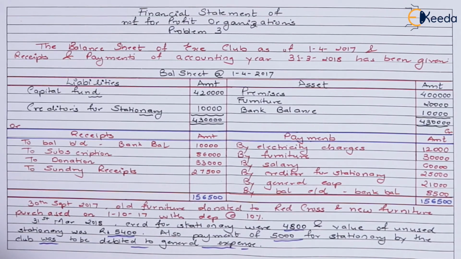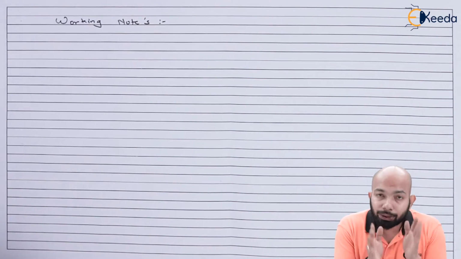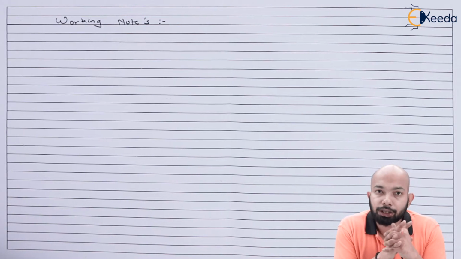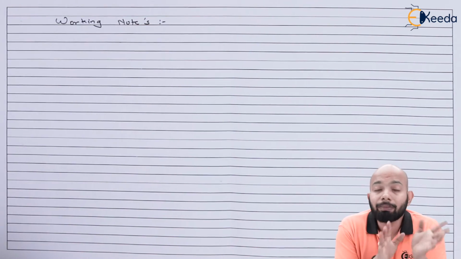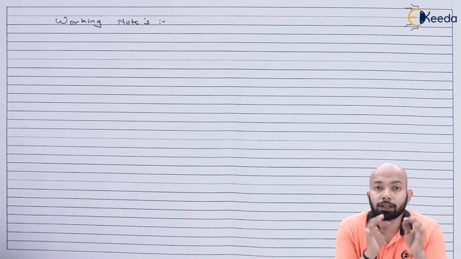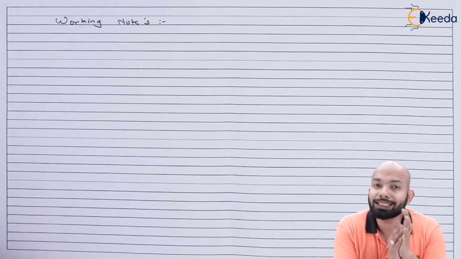Now we have to prepare the income and expenditure account, as well as the closing balance sheet as of 31st of March 2018. So let's start with the working notes first. As you can see in the adjustments, the working note is only related to creditors for stationery because the closing balances have already been mentioned. So we start with the working note for creditors for stationery itself.